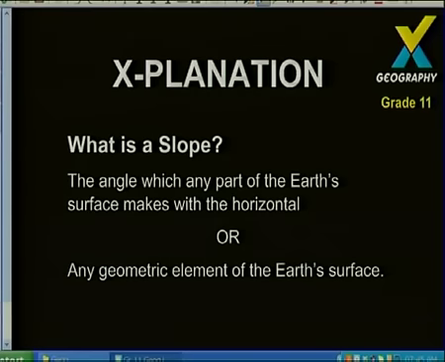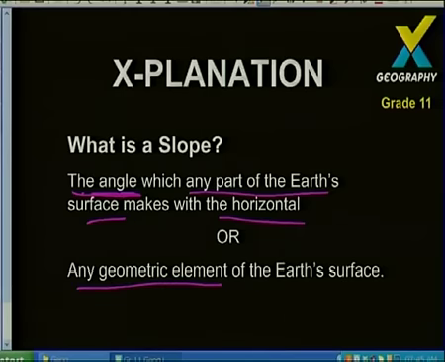A slope. What is a slope? The angle which any part of the Earth's surface makes with the horizontal. To describe that to you, remember, the flat surface of the Earth is always referred to as the horizontal. The moment there's a deviation away from the horizontal, we refer to this as a slope. Any geometric element of the Earth's surface. When we refer to geometry, we are talking about angles, and any deviation away from the horizontal is an angle. This angle on the Earth's surface is referred to as a slope.